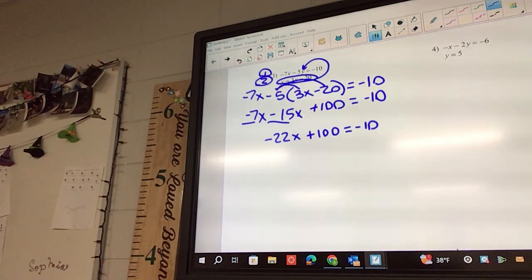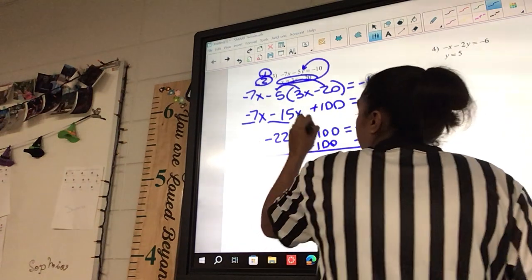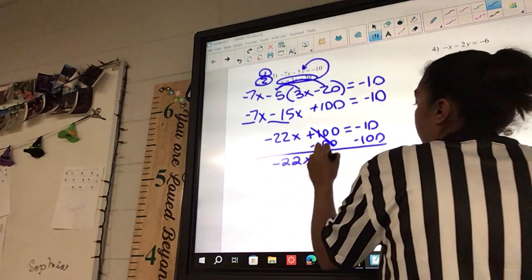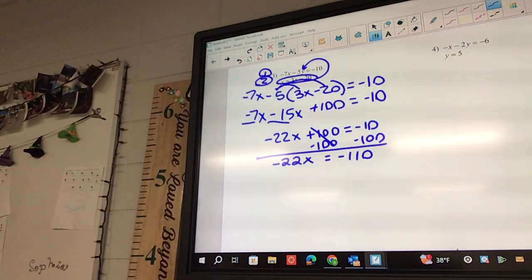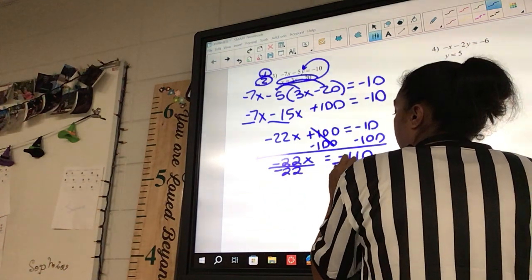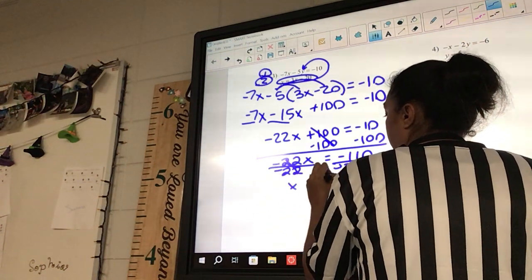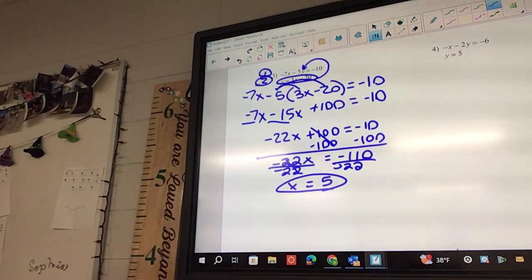Who's the third wheel? The 100. So we need to move that first. Okay, so we're going to say minus 100. So we got negative 22x equals negative 110. Okay, and then what needs done? Divide by negative 22. I got 5. Okay, so we know our x.